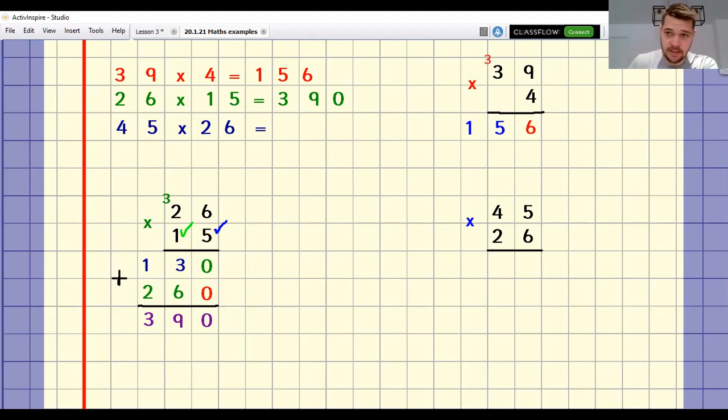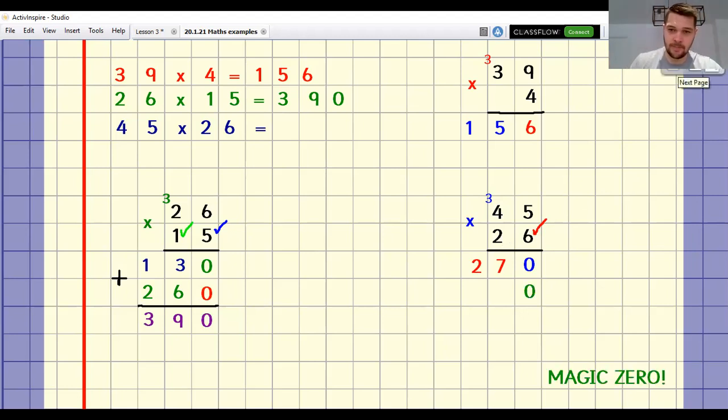5 times 6 equals 30. So 0 ones, and I carry my 3. I can move across to 4 times 6, which is 24, plus my 3, 27. And I can tick off my 6 because I'm finished with that now. Before I move on to 5 times 2 and 4 times 2, I have to remember one important thing.